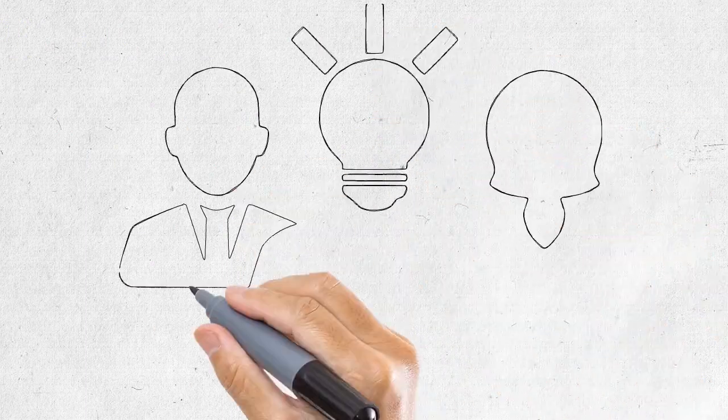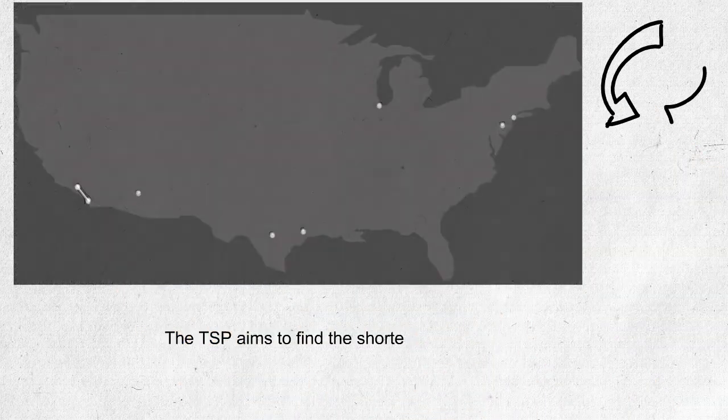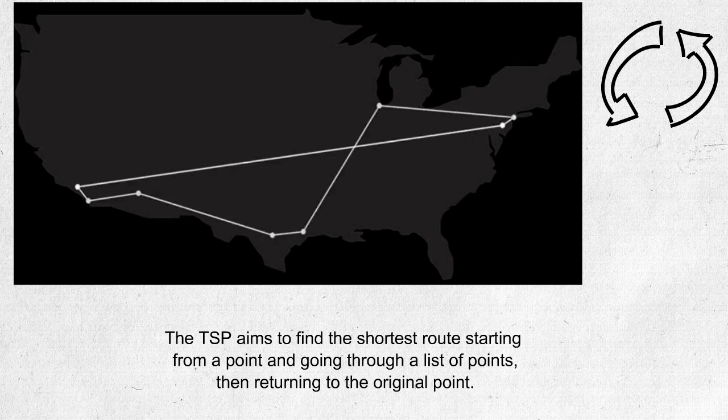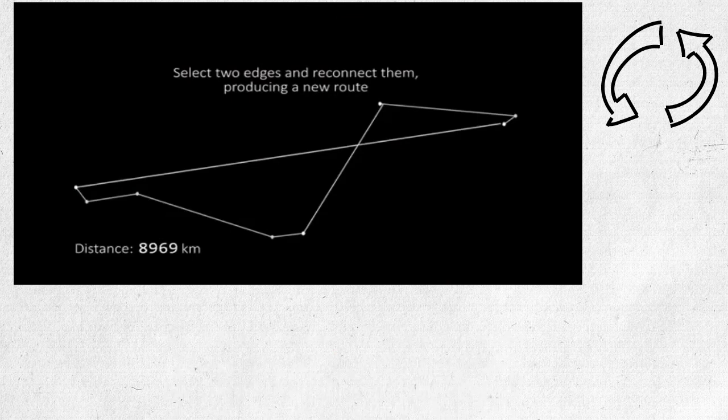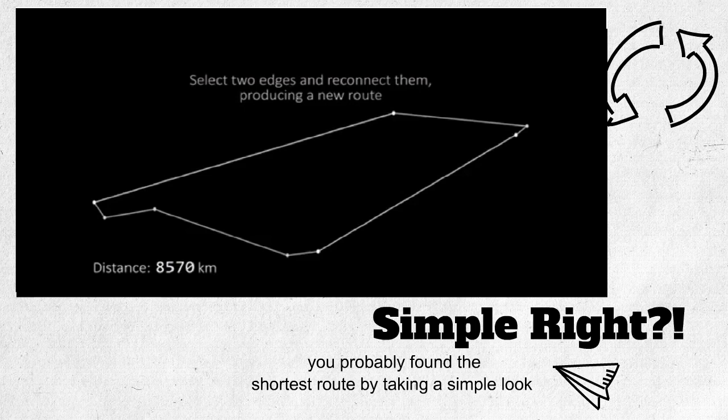The traveling salesman problem, or TSP, is one of the most revolutionary problems in mankind's history. So what does it do? The TSP aims to find the shortest route starting from a point and going through a list of points, then returning to the original point. Simple, right? You probably found the shortest route by taking a simple look.